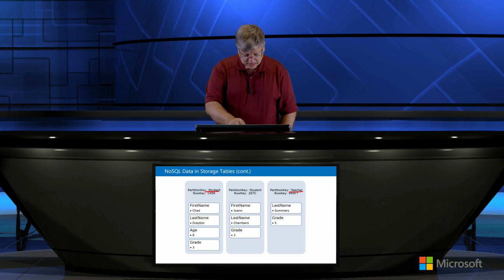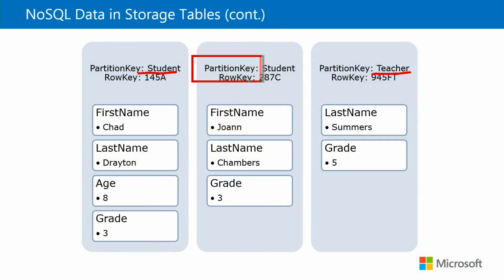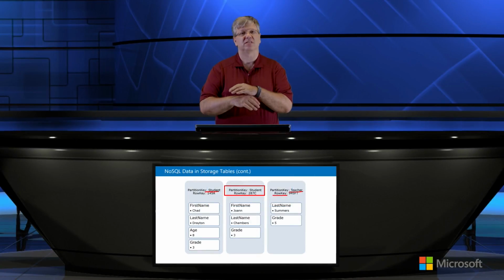Now again, the combination of the two, however you map that out, the combination of the partition key and row key has to be unique. So I could have student 287C and teacher 287C, although I'd never recommend that. My goal, anytime I have this, is always to have a completely unique row key. Then I don't have to worry about partitioning. But that's the key. You've got those two attributes, partition key and row key, that you're going to have. Any other attribute is entirely up to what data you need to store.